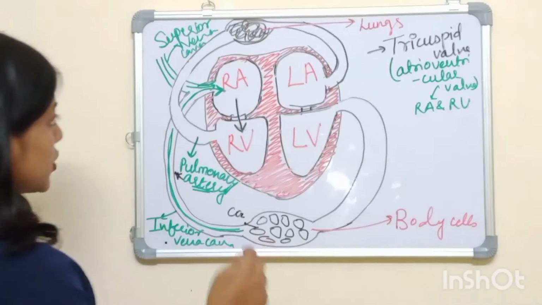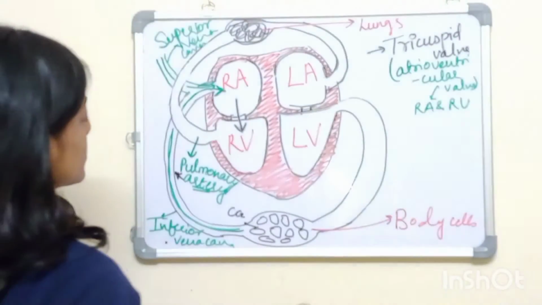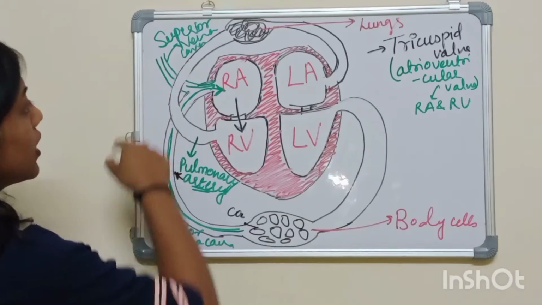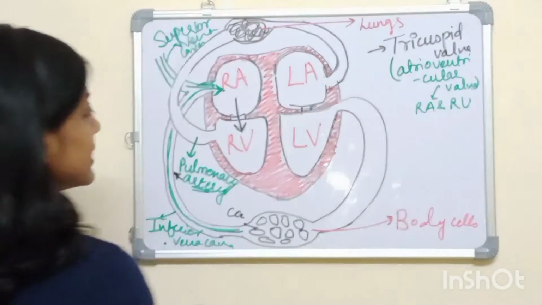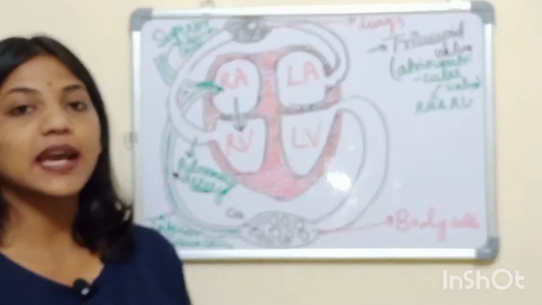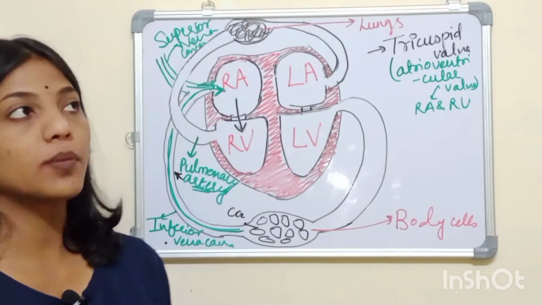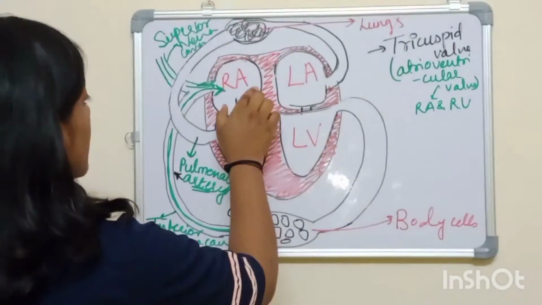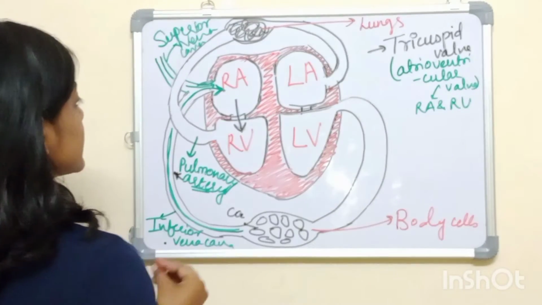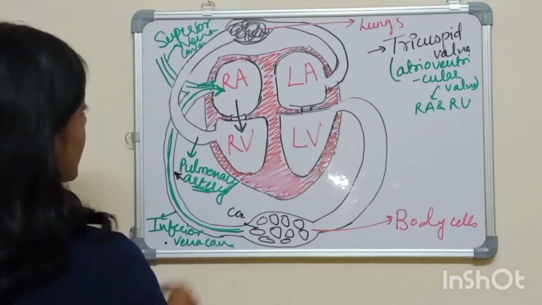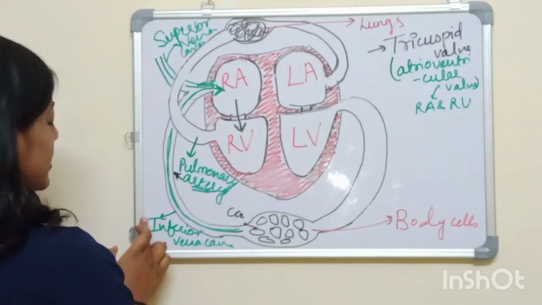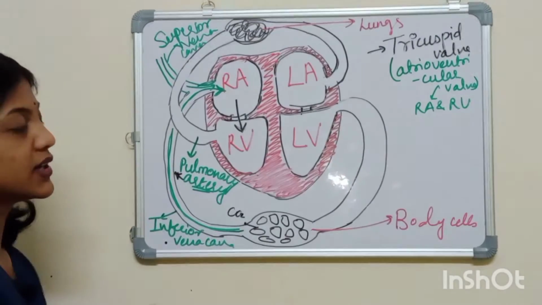Now, one more important thing, the deoxygenated blood was brought by the inferior vena cava from the lower body part and superior vena cava from the upper body part, right? Another thing that brings deoxygenated blood is coronary sinus. Coronary sinus brings deoxygenated blood from the heart itself. The heart tissues also produce CO2 while working, so the coronary sinus will bring the deoxygenated blood into the right auricle. So superior vena cava, inferior vena cava and coronary sinus bring deoxygenated blood into the right auricle.